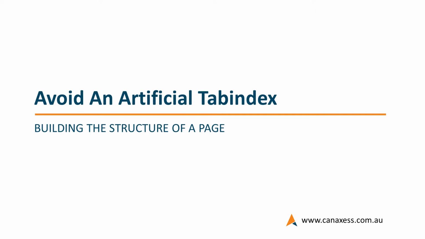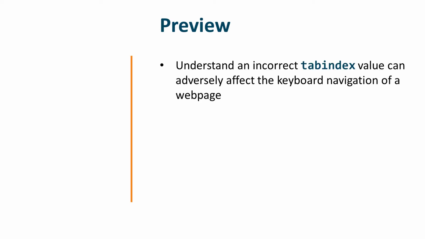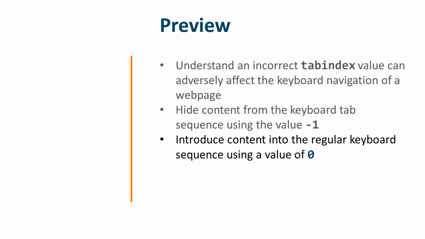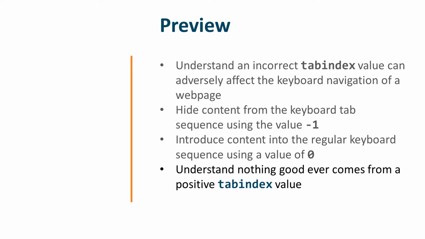I'll explain the implied tab ordering of interactive components, how this can be changed using tabindex, and show how the value of -1 can be used to restrict the keyboard focus from hidden elements, and a value of 0 creates a sequential ordering sequence. By the end of this lecture, you'll understand how an incorrect tabindex value can adversely affect the keyboard navigation of a web page. You'll be able to hide content from the keyboard tab sequence using the value -1, introduce content into the regular keyboard sequence using a value of 0, and understand nothing good ever comes from a positive tabindex value.